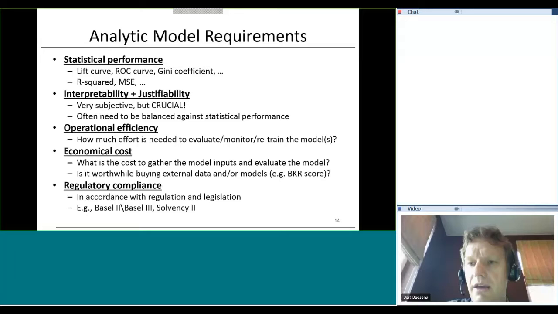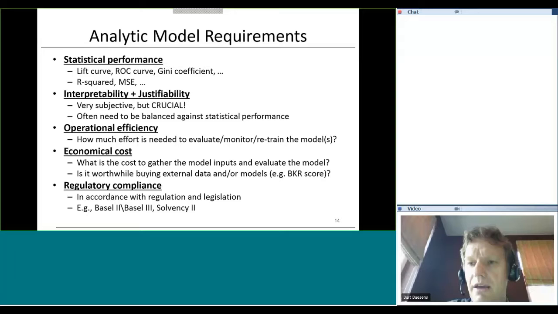Operational efficiency refers to how much effort is needed to evaluate, monitor, and retrain the models. The average lifespan of a credit risk model is somewhere between 3 to 5 years, if you ask me. So those models will have to be continuously evaluated, back-tested, and monitored to make sure that they still keep on performing satisfactorily. So that's part of the operational efficiency.